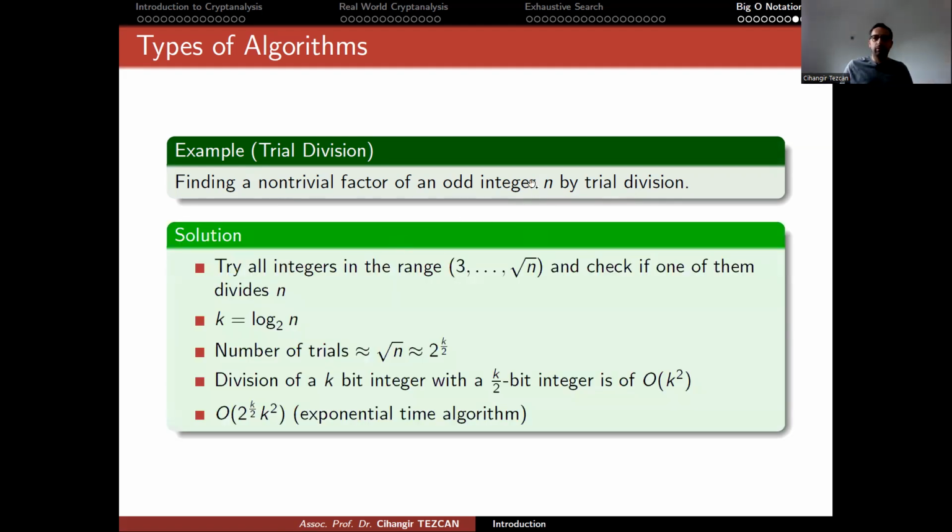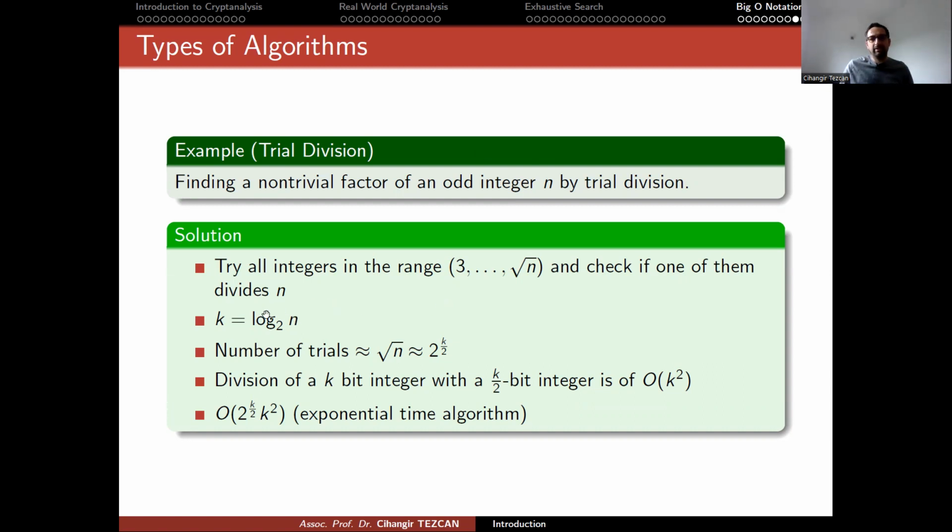The idea is as follows: you have an odd integer n. Try all integers in the range starting from 3, 5, 7, and so on, up to the square root of n, and check if one of them divides n. You don't need to try even values, because n is already odd, and an even number cannot divide an odd number.